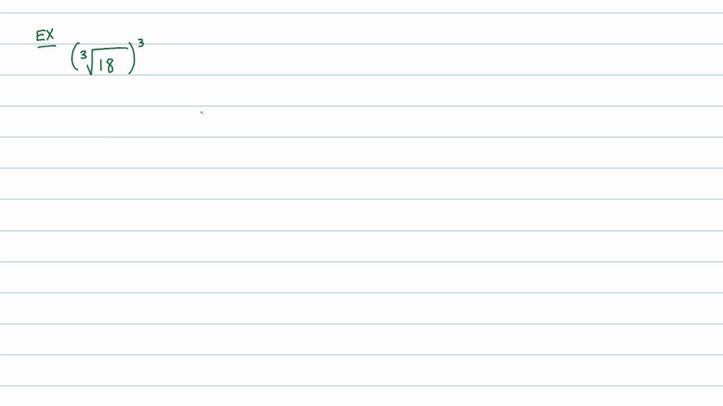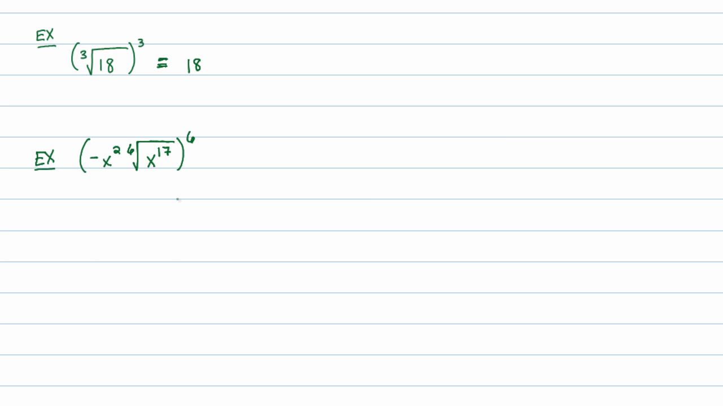So let's start with a simple example. We have the third root of 18 all being raised to the third power. By that theorem, as long as we know that we could take the third root of 18, which we know we can, this is going to turn into 18. The power and the root undo each other. But again, that was because I know that the third root of 18 is some real number. So that's extremely important to pay attention to.